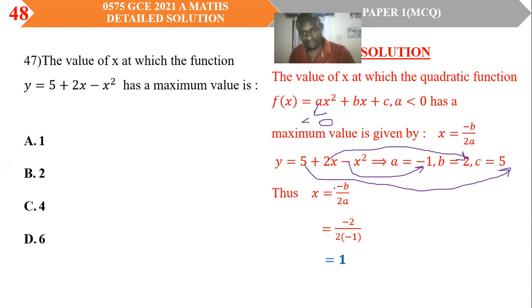Now, x equal negative b over 2a is equal to negative 2 over 2 into negative 1. 2 cancel here, 1, 2 here, 1. Negative cancel, negative. So the answer is 1. And please, just to recall that in the above, we said we only have a maximum situation where the coefficient of x squared is less than 0. Here you clearly see that the coefficient of x squared is negative 1, which is less than 0. That is why we can talk of a maximum value, the value of x at maximum. So answer A.